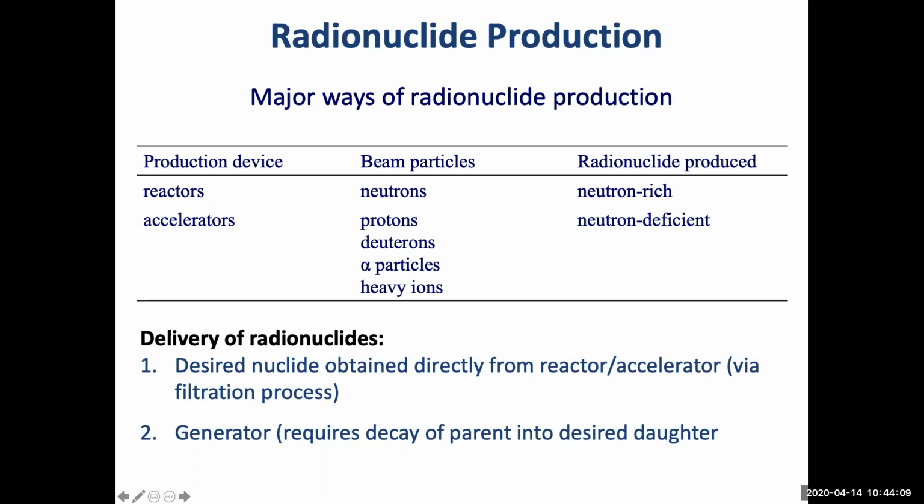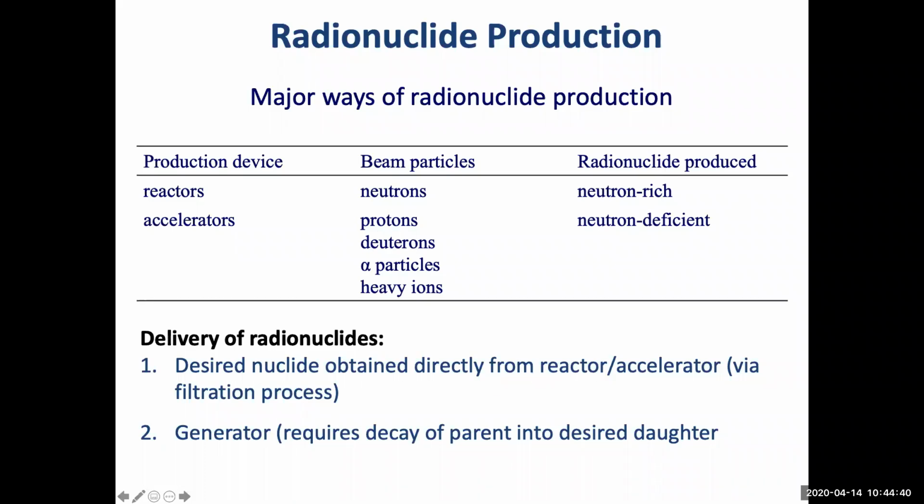Radionuclides produced in a reactor are neutron rich, because the beam particle is a neutron, so the resultant radionuclide will have more neutrons than protons. In an accelerator, protons, neutrons, alpha particles, or heavy ions can be used. The radionuclide produced is proton rich, or neutron deficient, because mainly we use protons, so the number of protons is more than the number of neutrons in the radionuclide produced.